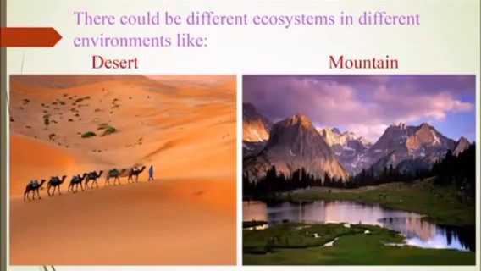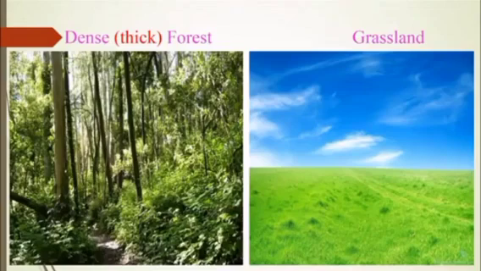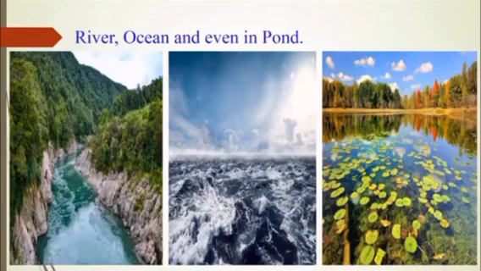There could be different ecosystems in different environments like desert, mountain. Here we can see the pictures of desert and mountain. Dense forest. Dense means thick forest. Grassland. Here we can see the pictures of dense forest and grassland. River, ocean and even in pond. Here we can see the pictures of river, ocean and pond.